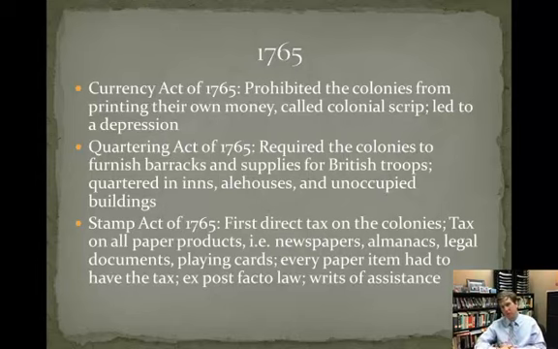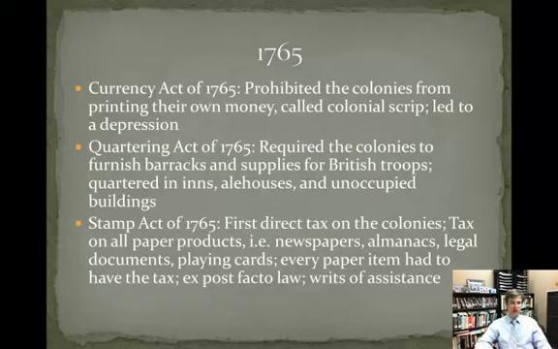1765 was also an important year because the Parliament will pass a number of pieces of legislation dealing exclusively with the colonies in so many ways. But the Currency Act of 1765 prohibited the colonies from printing their own money, called colonial scrip. This would help lead to a depression because you had the loss of currency. They had to use the British pound, and they couldn't have their own money, and so there's a point of deflation.